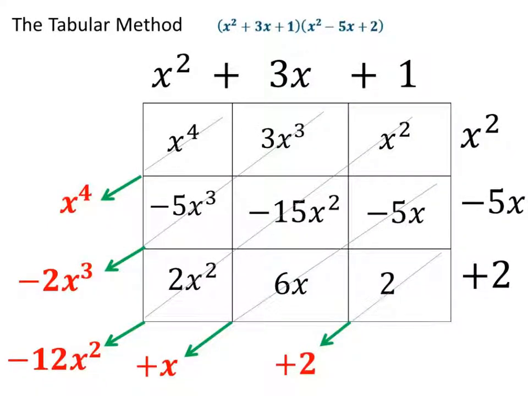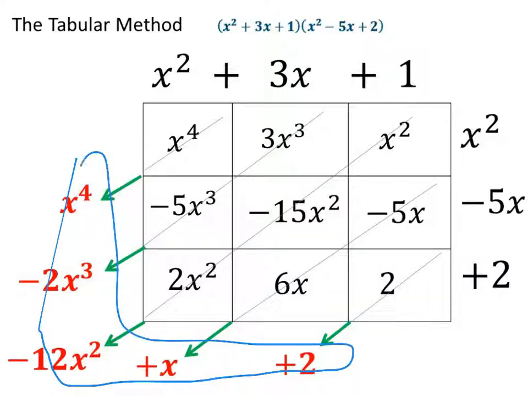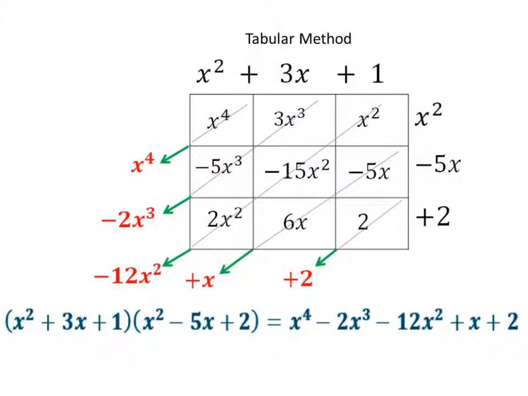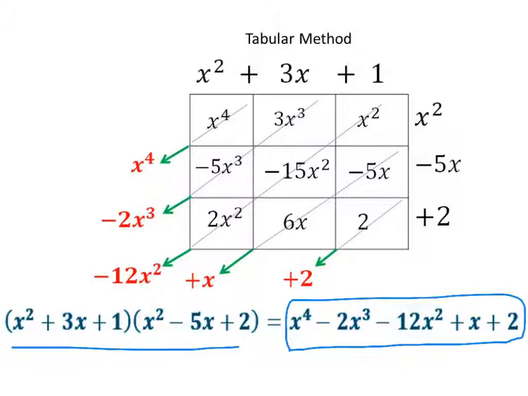This is your final answer. We've added all the diagonals together, and now all we need to do is write everything around this table. We're going to write all of these things that we added over down here and put them together in one single expression. This is the final answer I was talking about. This is the result of the multiplication of these two things together.